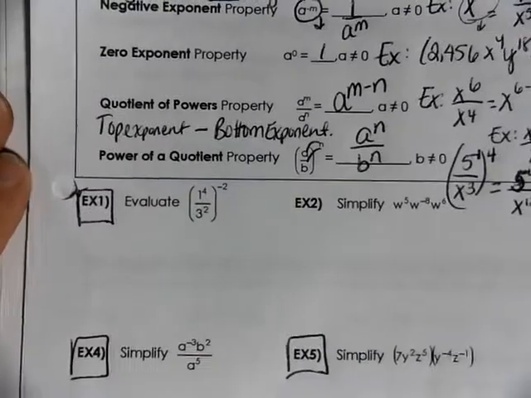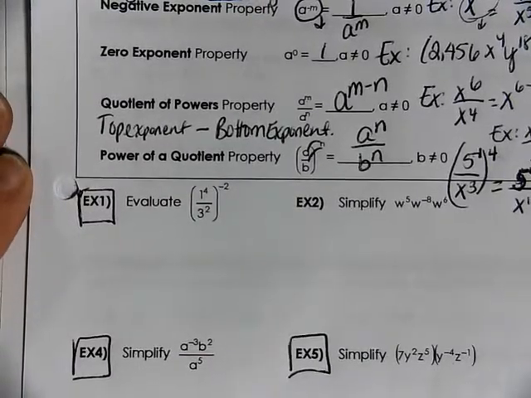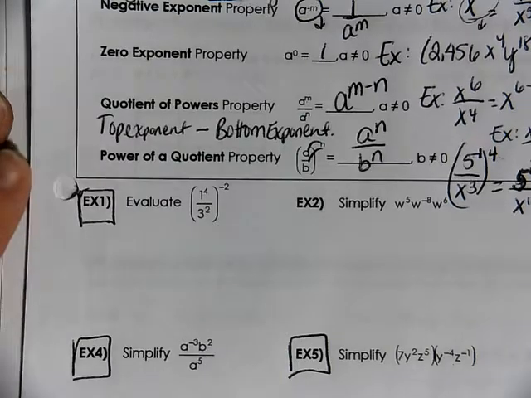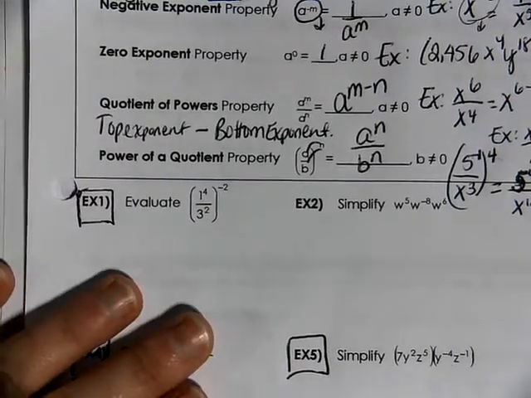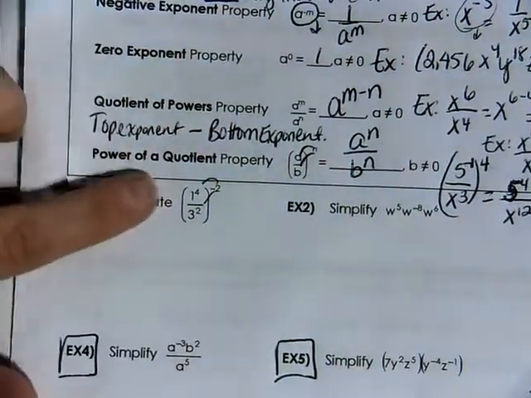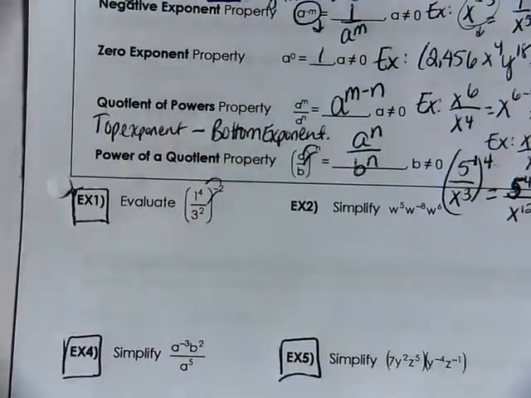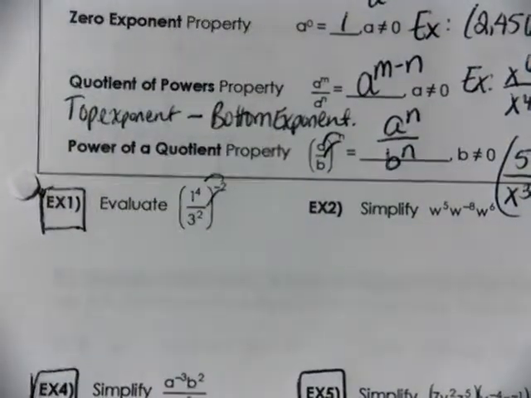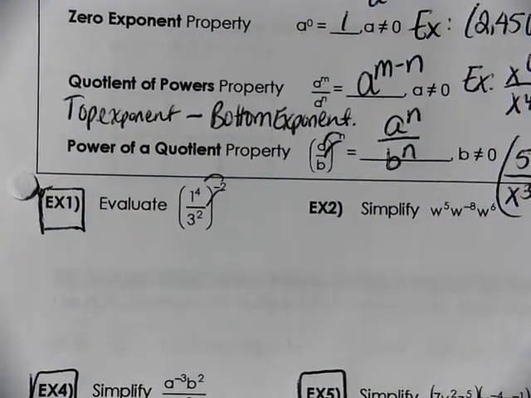So looking at the very first one, we have 1 to the 4th over 3 to the 2nd. For this problem, it just depends on what you want to do. A lot of people like to just get started right away with distributing the exponent. Other times people just want to simplify what's inside of the parentheses.